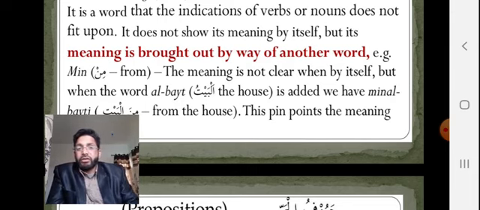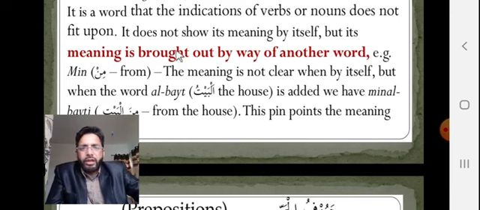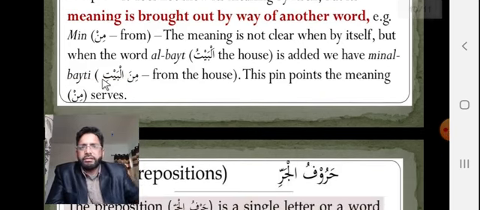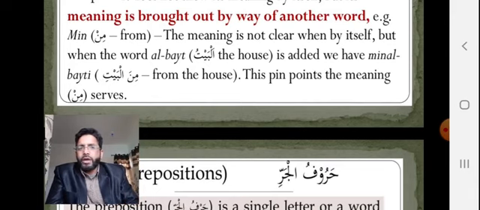But when I add it to another noun, when I suffix it on a noun, suppose al-bayt means home or house, and I add harf jar min on this noun, I say min al-bayt. Suppose here is an example, min al-bayti. Now it pinpoints the meaning of min. Min al-bayt means from the house.